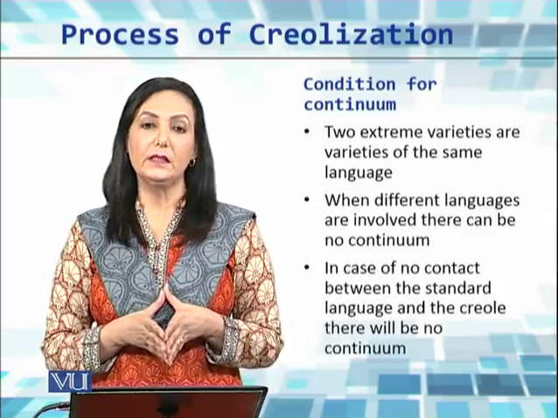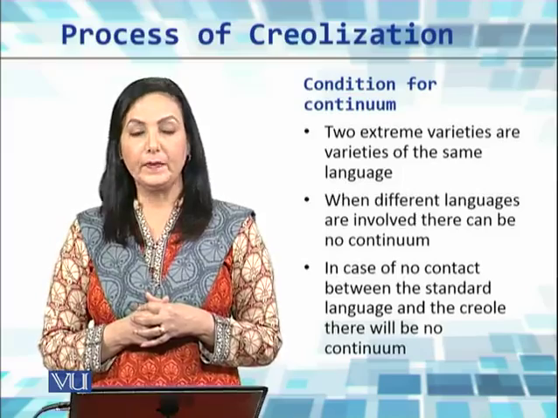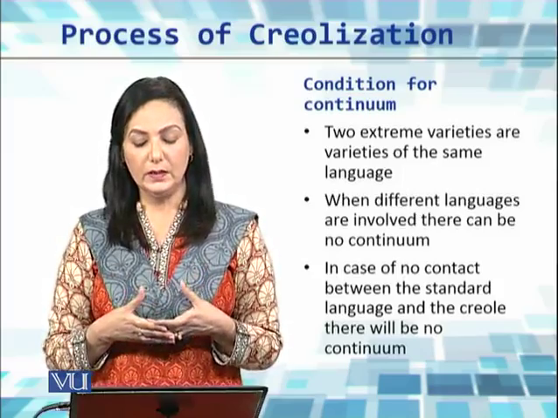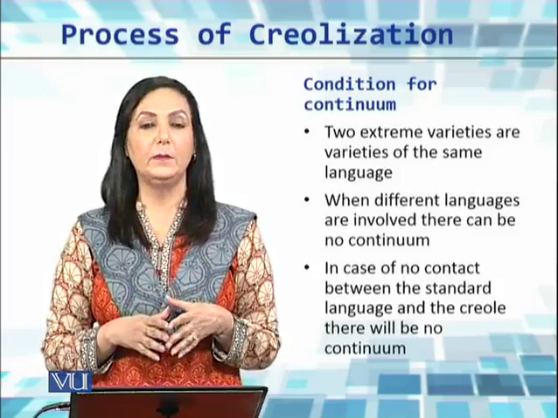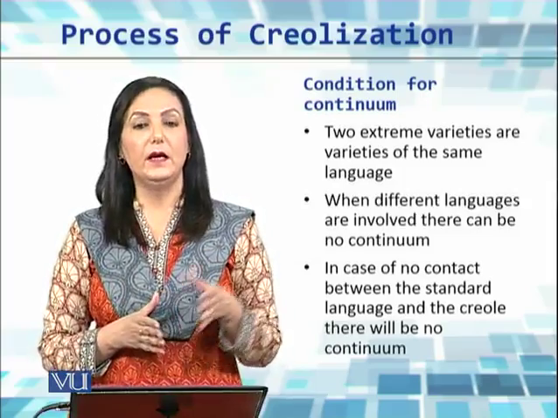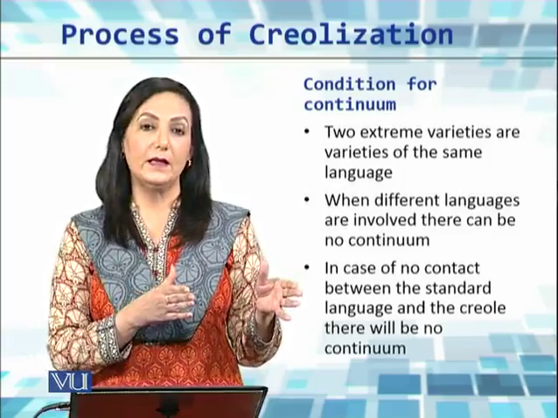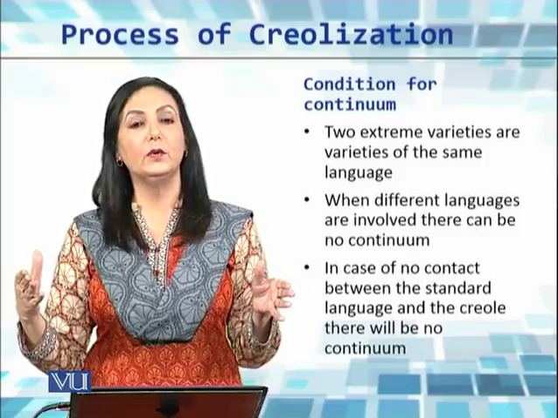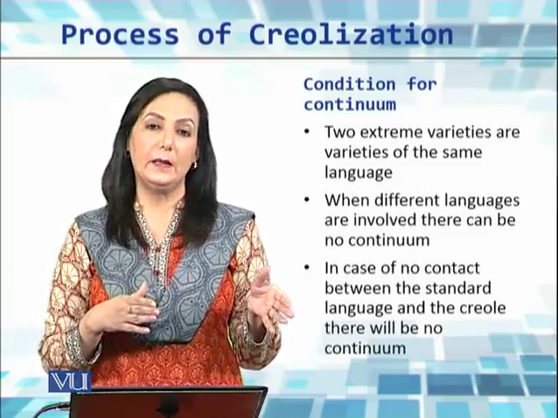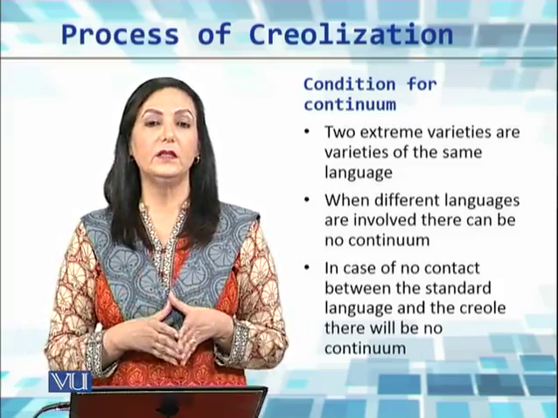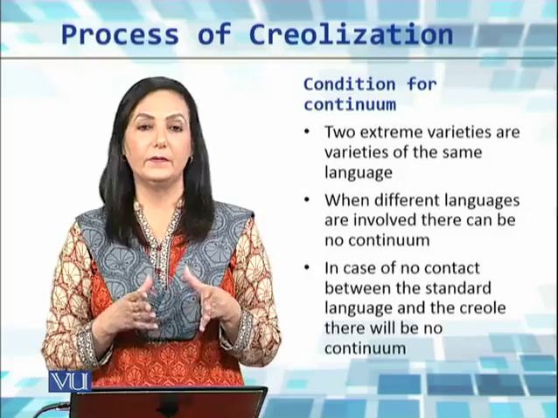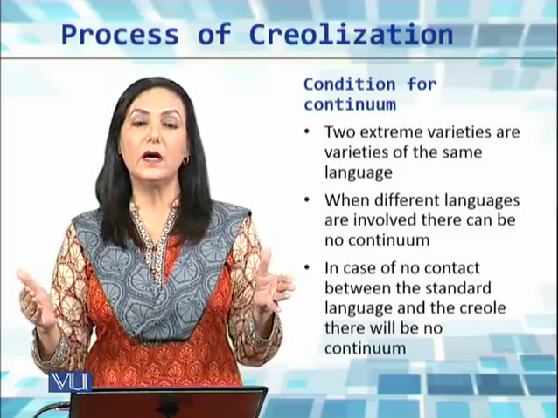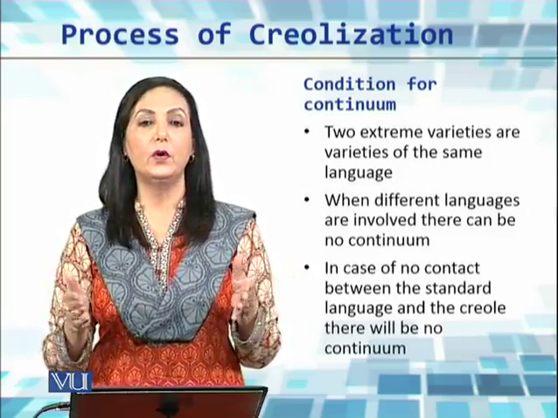Creole continuum arises under certain conditions only. It arises only when the two extreme varieties which are being used in a society are varieties of the same language. For example, if we look at a social continuum, and at one end we have people who speak the standard language, and at the other end we have people who speak a creole which does not derive from the standard language which is being used in that society, in that case, Creole continuum will not arise. Creole continuum will arise only when the two extremes are the extremes of the same language and not two different languages.